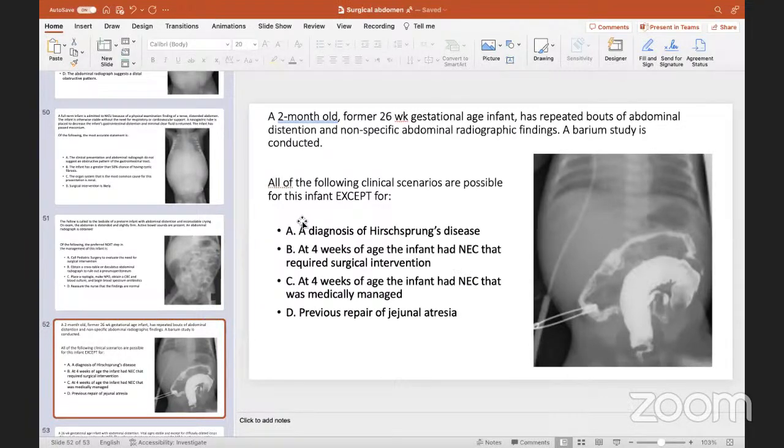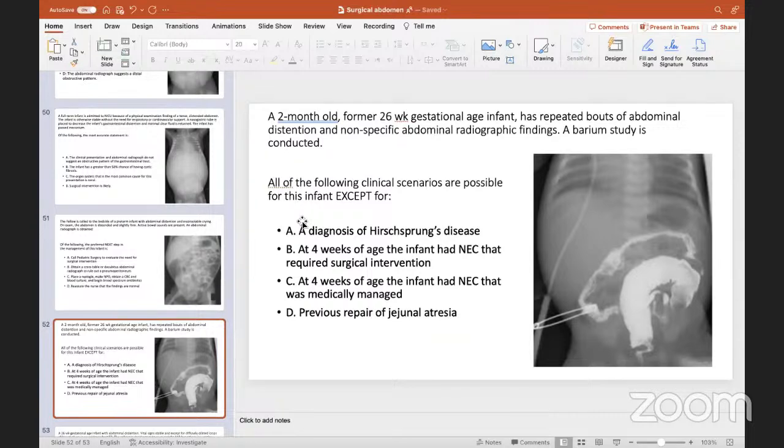So this is the X-ray for a 2-month-old former 26-week gestational age baby who has repeated bouts of abdominal distension and a non-specific abdominal X-ray finding. A barium study is done. All of the following clinical scenarios are possible in this baby, except A, the diagnosis of Hirschsprung disease.